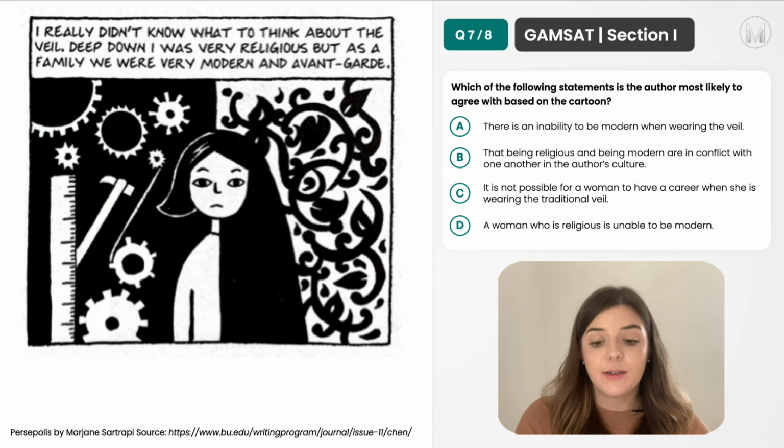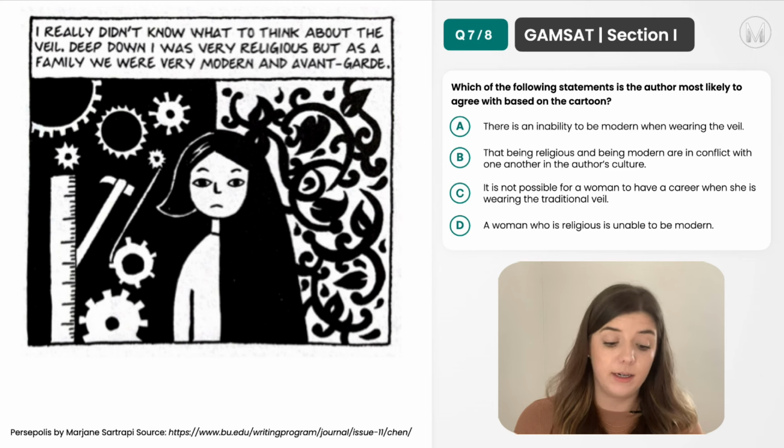Which of the following statements is the author most likely to agree with based on the cartoon? So A, there is an inability to be modern when wearing the veil. Whilst she is saying that there is a conflict between being modern and wearing the veil, she's not saying that there is an actual inability to be modern. She's not aiming as such to be modern, she just is modern. She's saying that her family were very modern and avant-garde, and she didn't know how to feel about wearing the veil. But she's not necessarily saying that there is an inability. So we can rule out option A.